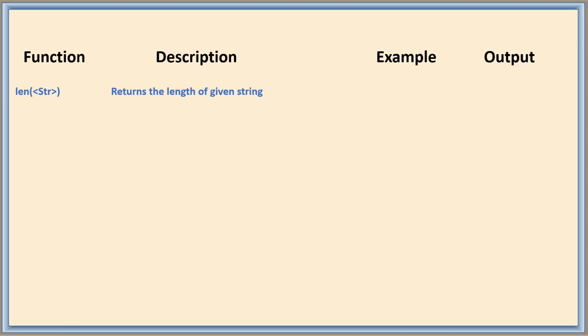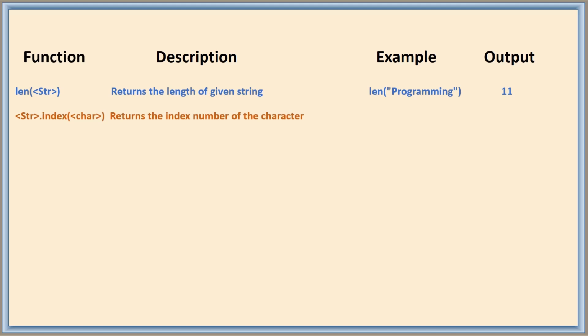len of str. This will be returning the length of the string. That means the number of characters present in the string it will return. For example, len of programming as a string. So the length of this, that is the total number of characters available in this, is 11. So it will be returning that 11 as the output.